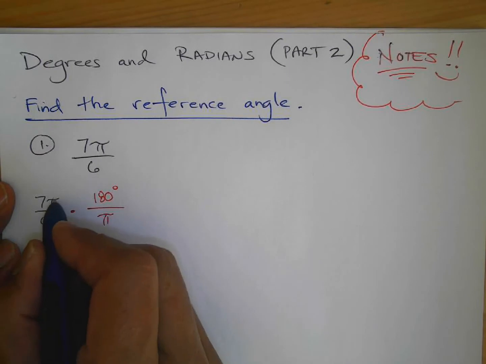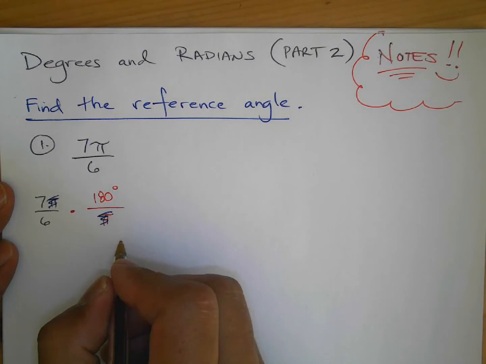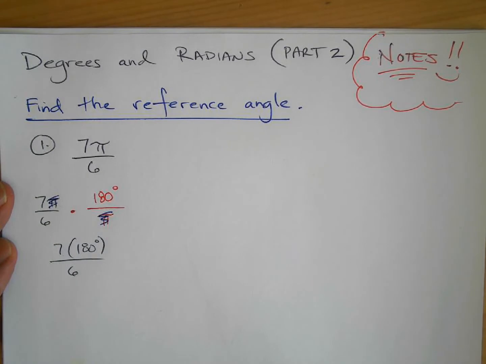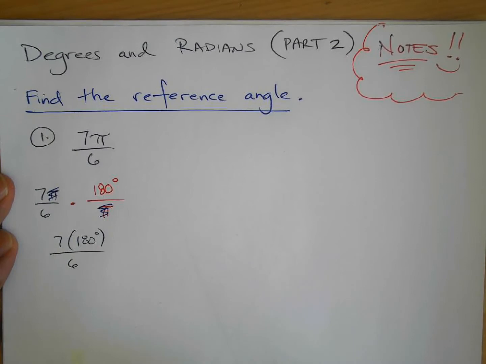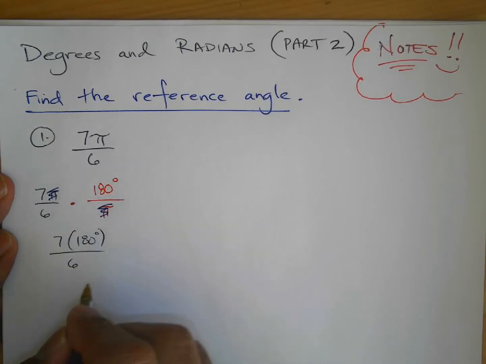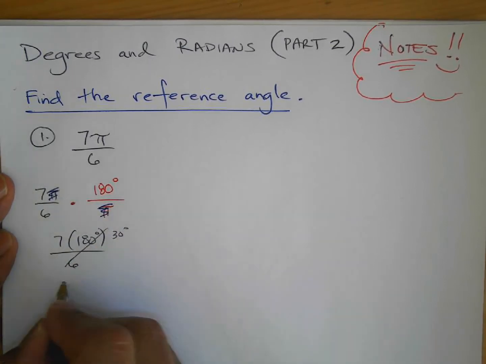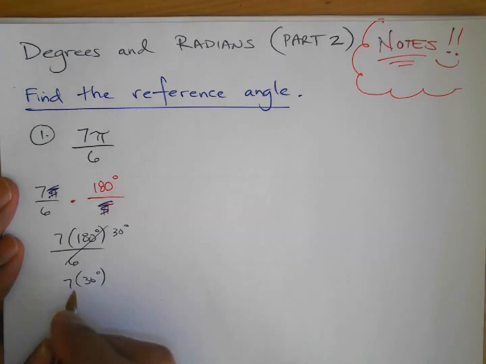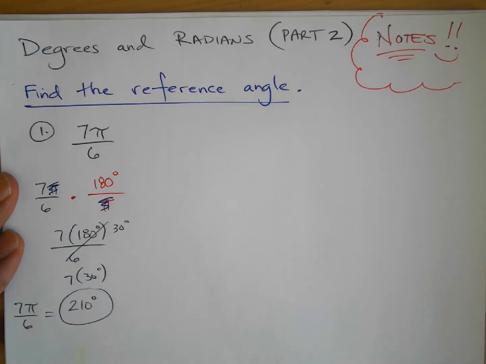We learned to do that. The pi's will divide out. You're left with 7 times 180 degrees divided by 6. And then we know that the 6 and the 180 can cancel. So that'll be left with, these will divide, so you're left with 30, right? So 7 times 30, that's 210. So really 7 pi over 6 is 210 degrees.